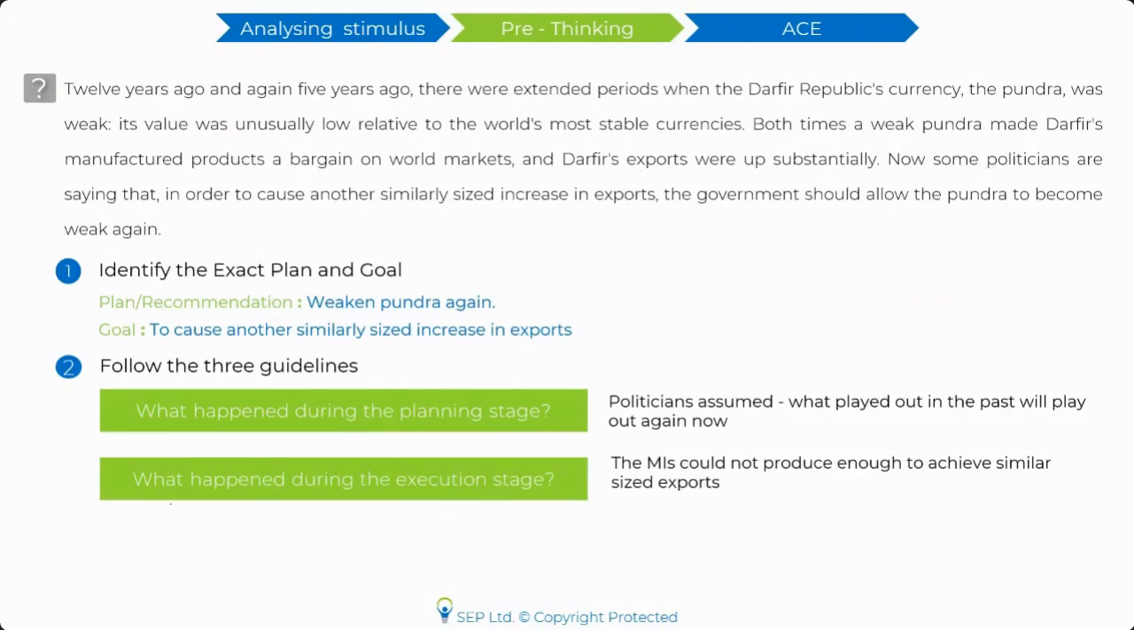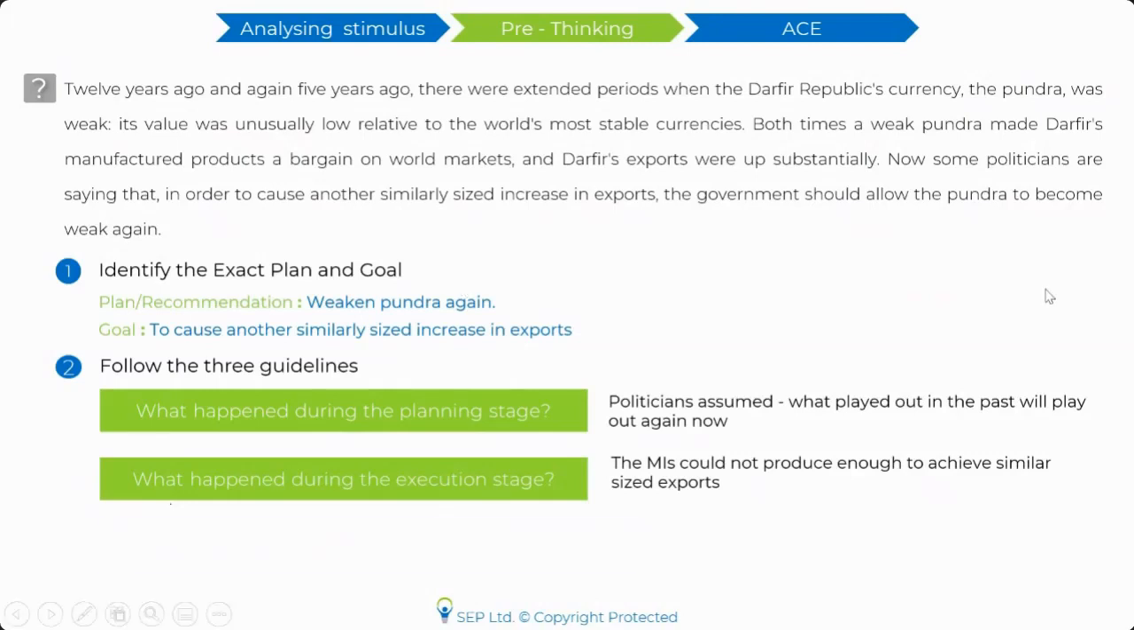Can you see how we have come up with a kind of weakener by thinking what will happen this time, what can go wrong this time? Last time, Darfur was able to increase the exports, which means it must have been able to produce that much. But currently, whether the manufacturing industries can produce the same amount for a similar increase, we don't know. It's quite possible that the manufacturing industries cannot produce to match up the past. Great, all of you have said yes. So see, that does help.